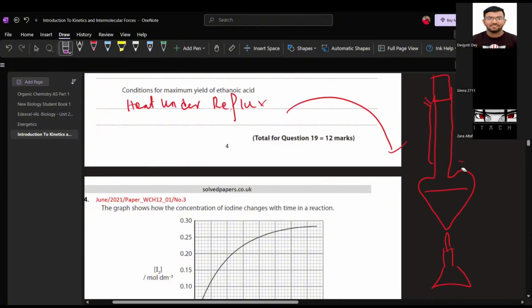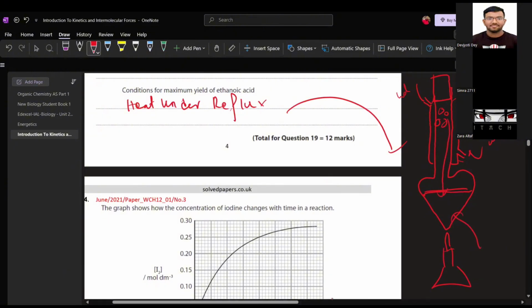Yeah. So what is the job of the condenser? It is to cool down the environment, right? Water in, water out. So the fun fact is that when you heat it up, ethanoic acid evaporates. Not all evaporates, let's say 50%. So when they come back, some of them condense back and come back to the reaction mixture.